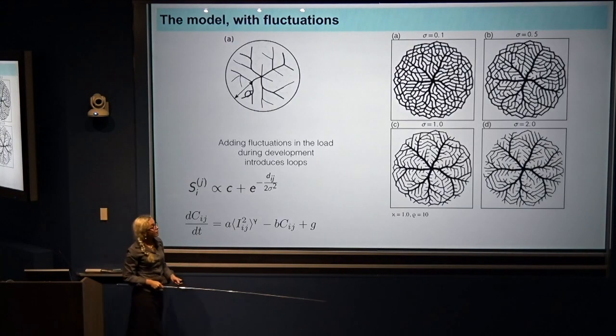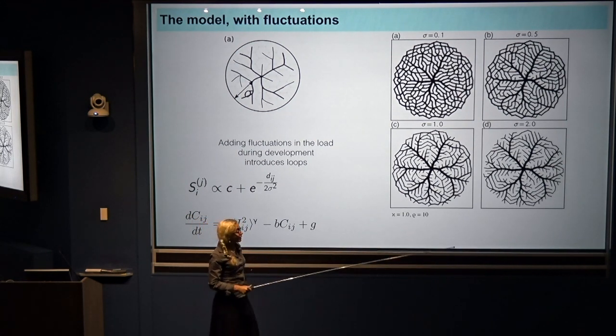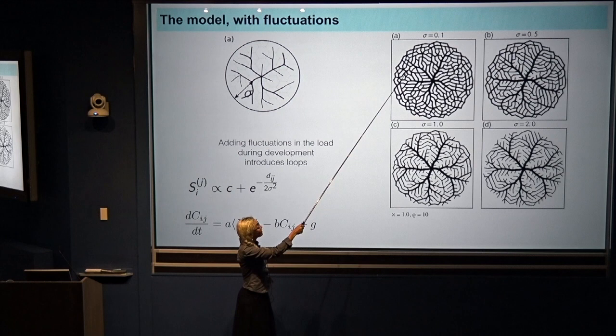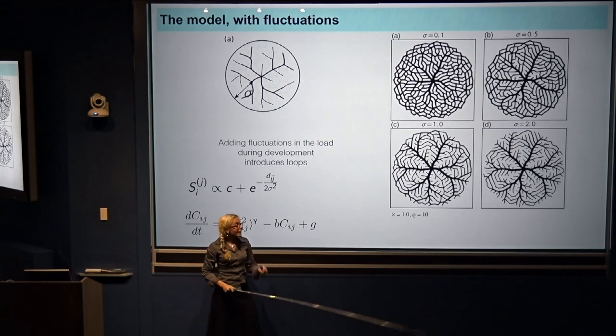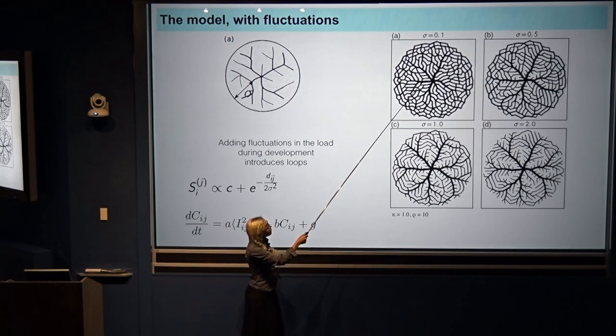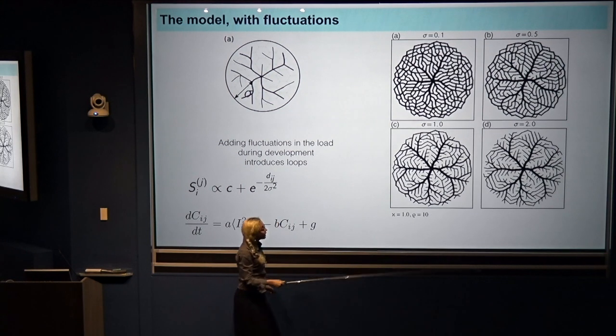And what I find is that now my network is not a tree network like it was before, but it has developed loops. In fact, if the fluctuations are very strong, basically very uncorrelated and very strong, I get something that looks like the capillary plexus. And if they are very weak, I get fewer loops, but more hierarchy.